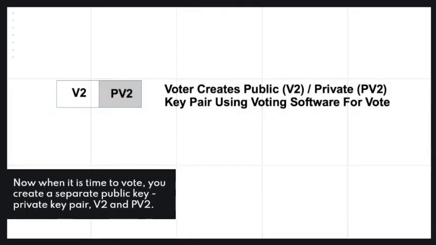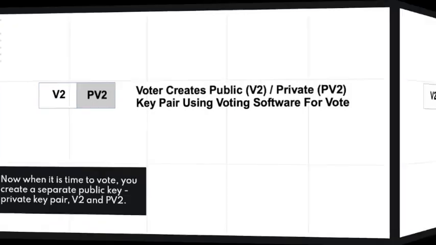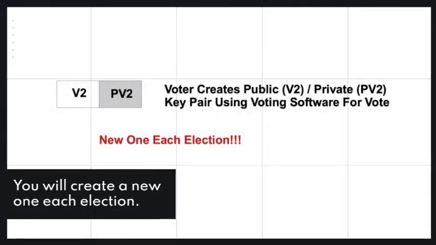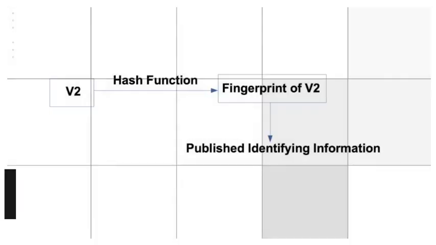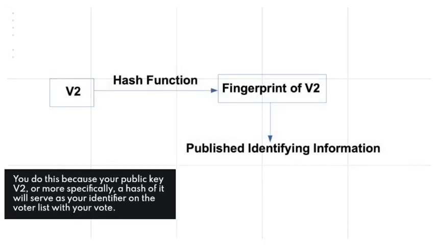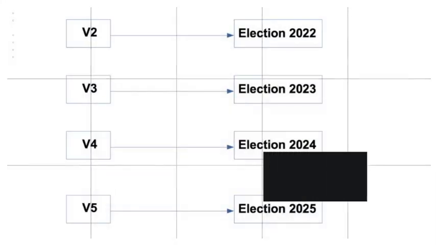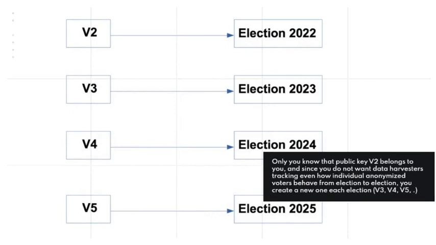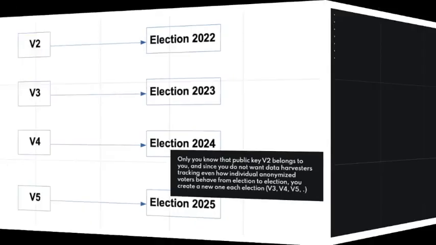Now when it is time to vote, you create a separate public key, private key pair, V2 and PV2. You will create a new one each election. You do this because your public key V2, or more specifically, a hash of it will serve as your identifier on the voter list with your vote. Only you know that public key V2 belongs to you, and since you do not want data harvesters tracking even how individual anonymized voters behave from election to election, you create a new one each election, V3, V4, V5.